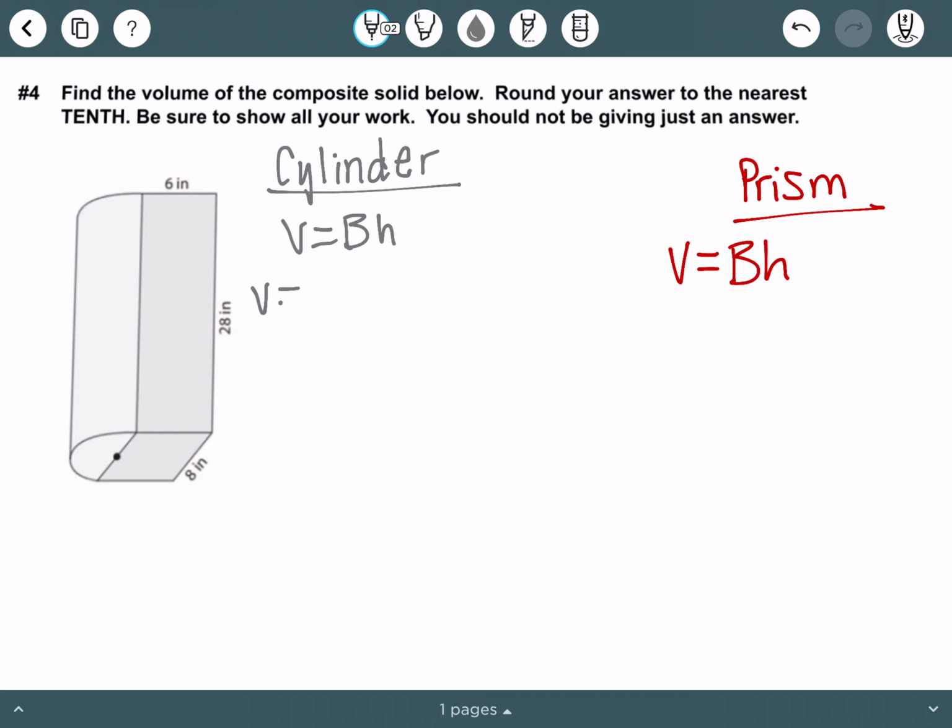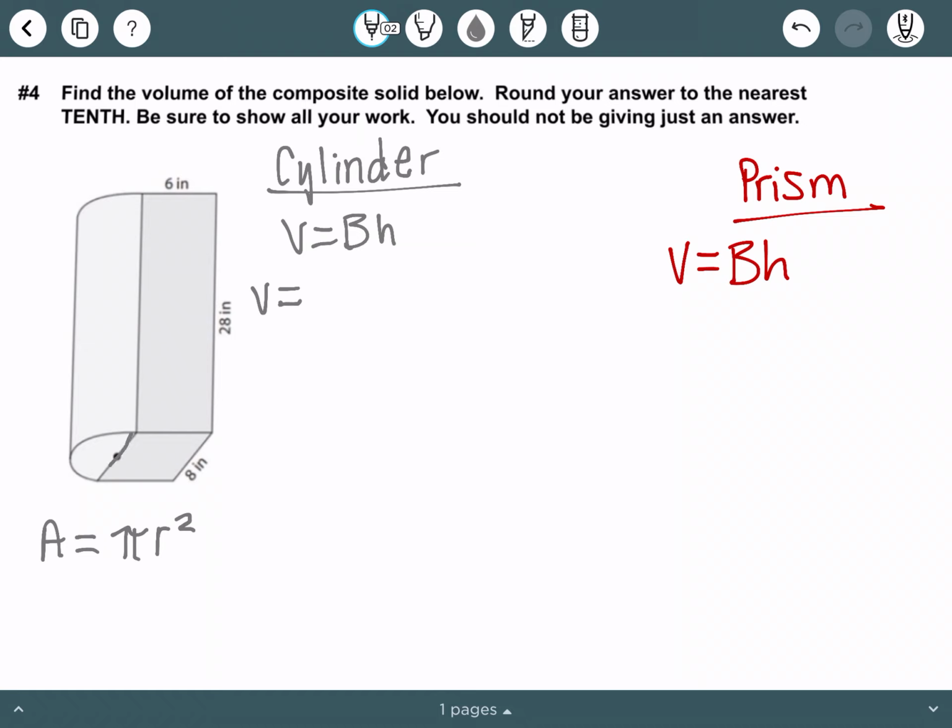Alright, so volume equals B, where big B means area of the base, and the area of a circle is pi times the radius squared. Now keep in mind this is only half a cylinder, so we'll account for that at the end.